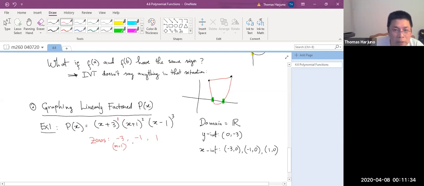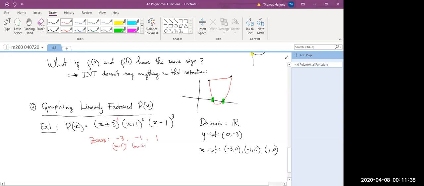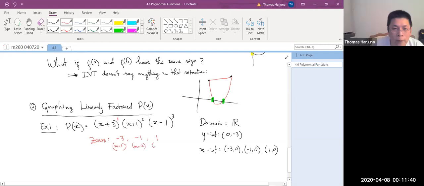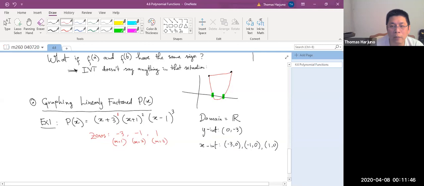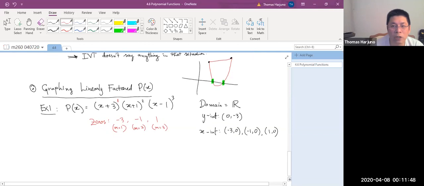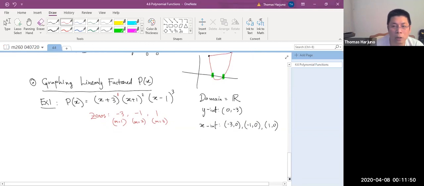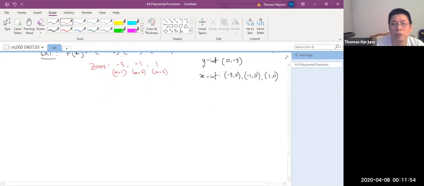What is the multiplicity of -1? 2. What is the multiplicity of 1? 3. Okay, now why do we want that? Because when we try to sketch the graph later on, knowing the multiplicity of zeros actually helps. Before I sketch them, let me do the sign graph first. Or how about you do the sign graph?